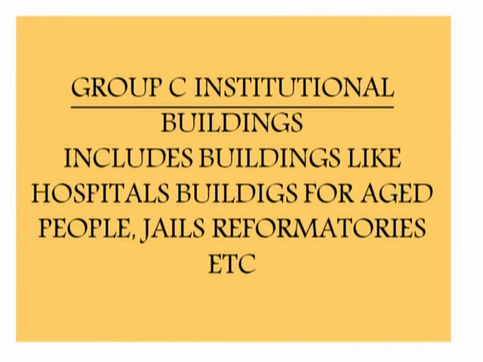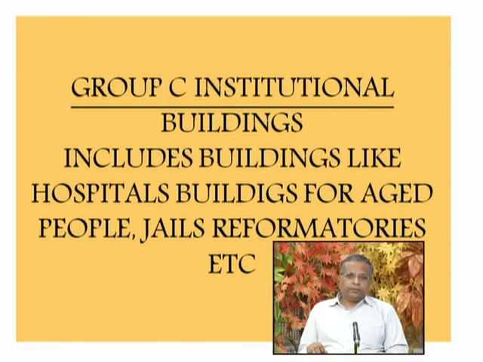Group C is the institutional buildings. These institutional buildings of Group C include the buildings for hospitals relating to health. You may have a hospital, a primary health center, a community health center, or a dispensary. This type of building is included in these institutional buildings.